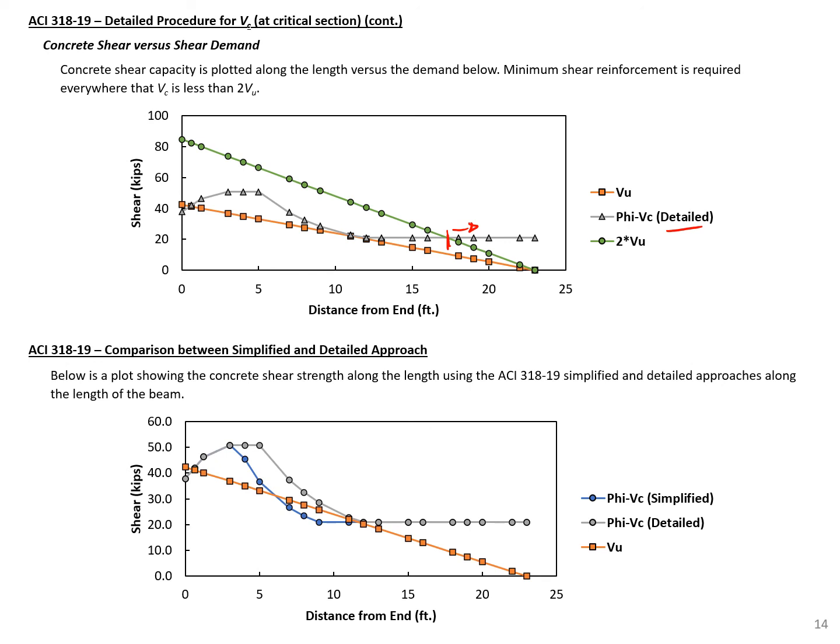The last plot here is a comparison between the simplified and detailed approach. So you can see the gray here is the detailed and the blue is the simplified. And you can see with the detailed procedure, we get a little more capacity right in this range. And it's actually the difference between our phi VC being less than or greater than our VU, kind of right in this range here. So anyway, typically if you use the detailed procedure, you'll get a slightly higher capacity than you do if you use the simplified procedure. And that concludes this example.